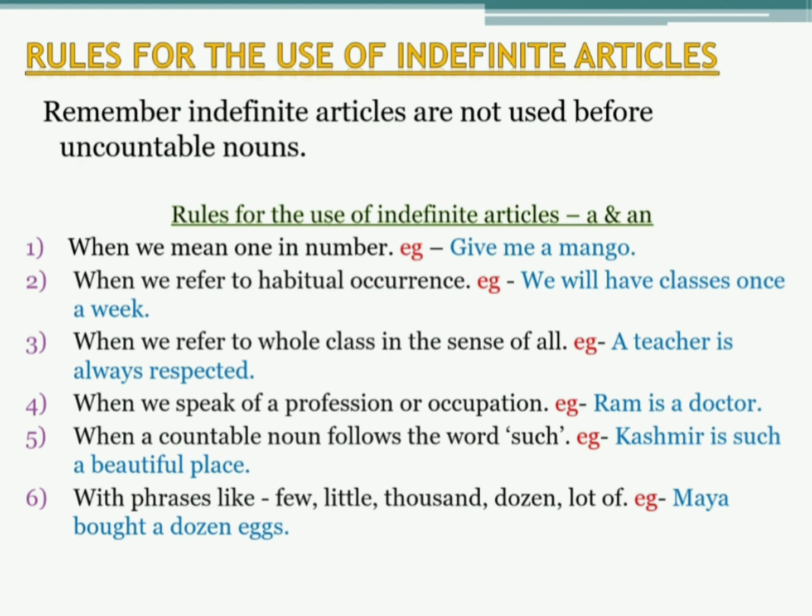that is, a and an can be used with phrases like a little, a few, a thousand, a dozen, and a lot of. For example, Maya bought a dozen eggs, or Ram has a lot of courage.